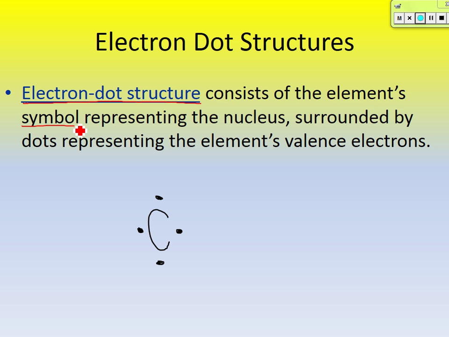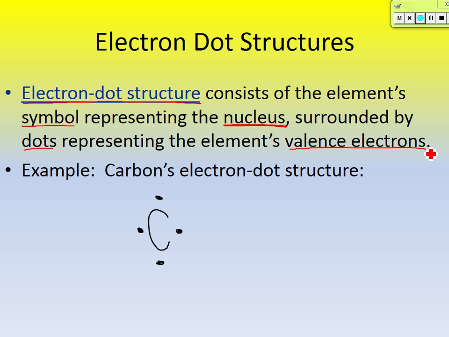We use the symbol of the element, and that represents the nucleus and all the inner electrons. And we use dots, which we'll show you here in a second, to represent the number of valence electrons that the element has. So let's do an example here. The example says carbon's electron dot structure. If we look at carbon on the periodic table, it's in group number 14. If you look above that group, you should have the number of valence electrons written down, and hopefully you have 4 valence electrons written above there, because carbon has 4.